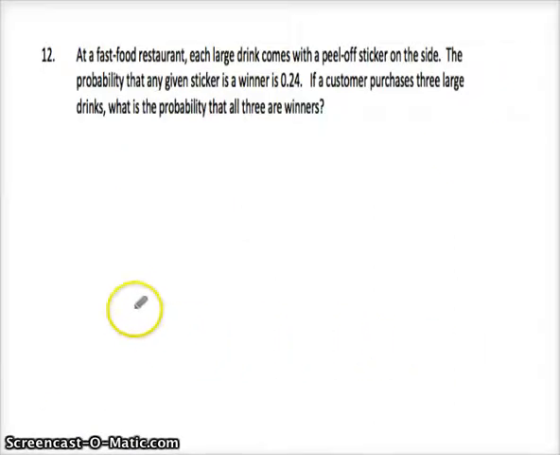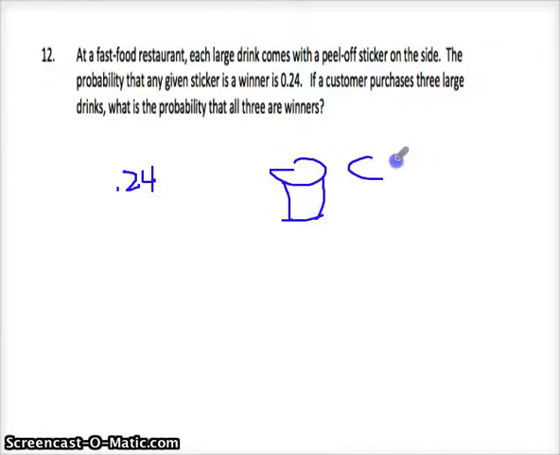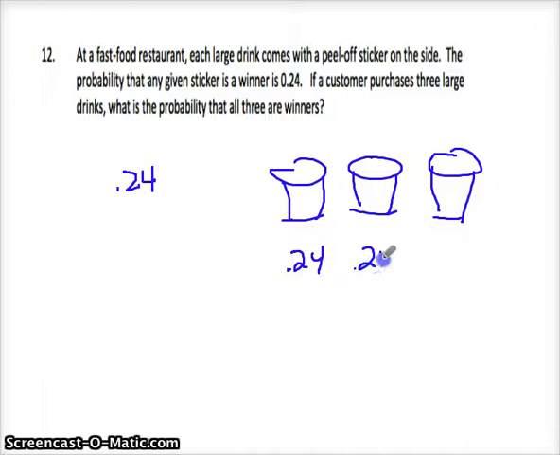At a fast food restaurant, each large drink comes with a peeled off sticker on its side. The probability that any given sticker is a winner is 0.24. If a customer purchased 3 drinks, what's the probability that all 3 are winners? Well, let's see. What's the probability that that guy's a winner? What's the probability that guy's a winner? In theory, you getting this a winner does not affect your next cup, okay? That's 0.24 cubed, which is something along the lines of 0.0138.